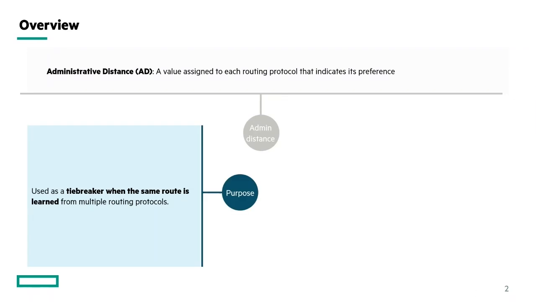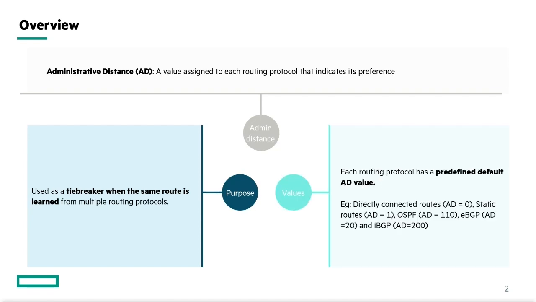So what is the purpose? The main purpose of AD values is to act as a tiebreaker when the same route is learned from multiple routing protocols. Each routing protocol has a predefined default AD value. Here are a few examples: directly connected routes, static routes, along with their AD values, followed by OSPF, eBGP, and iBGP.